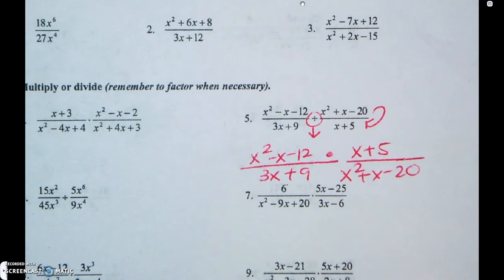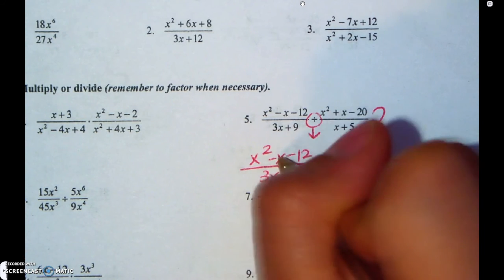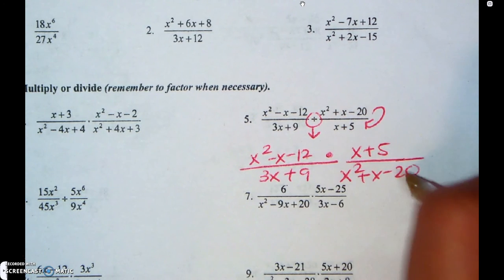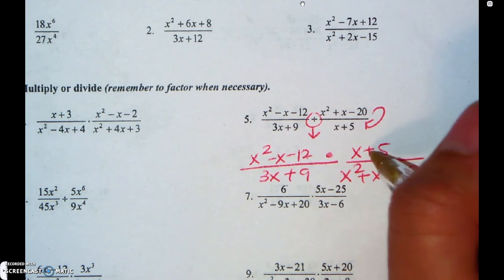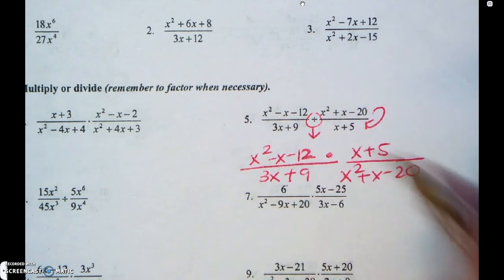Before I multiply, I need to get common factors. So I've got 1, 2, 3 terms, 1, 2, 3 terms. So that's going to be a CB table. This one I can't do anything, and this one I can get the greatest common factor, and there's only 2 terms.